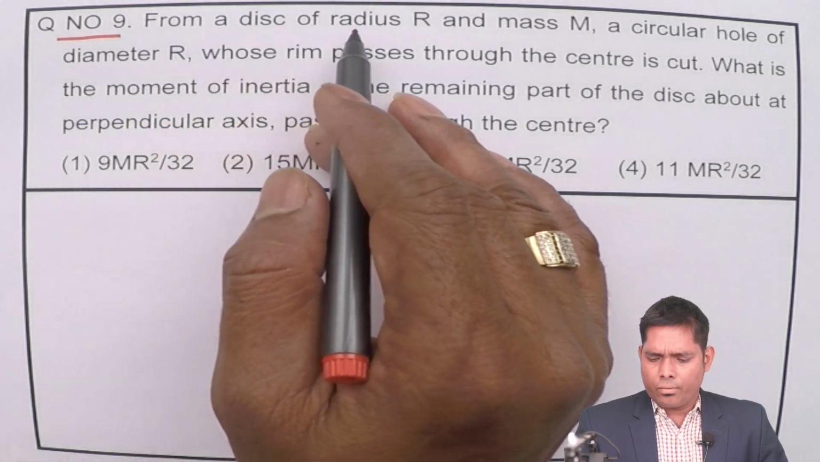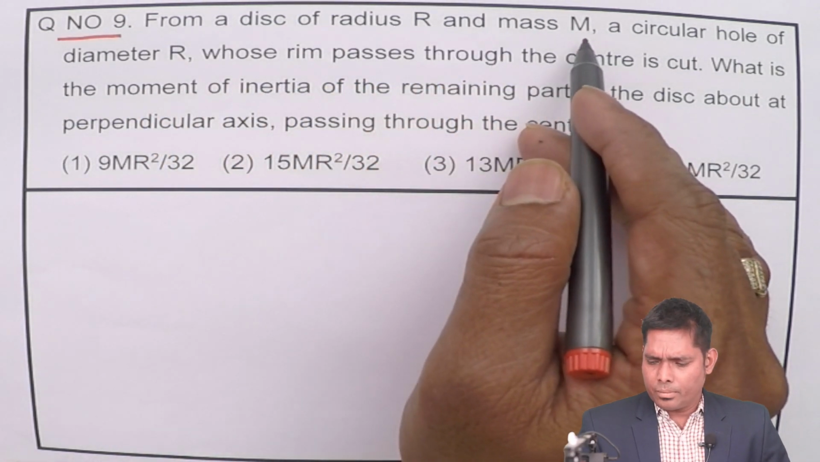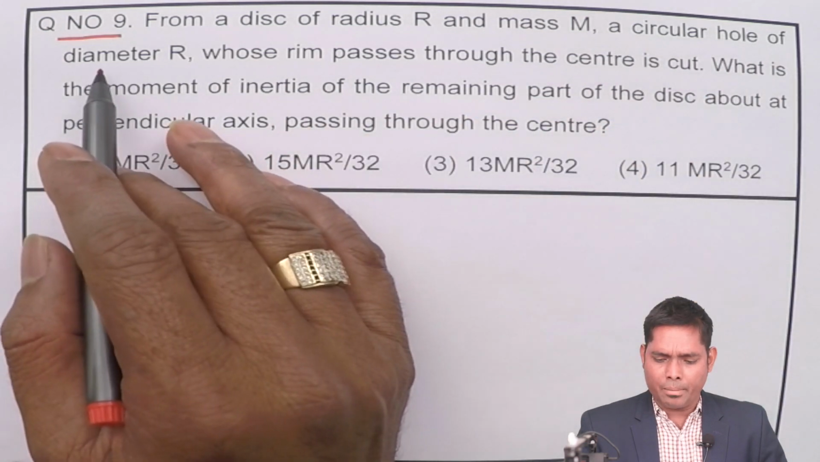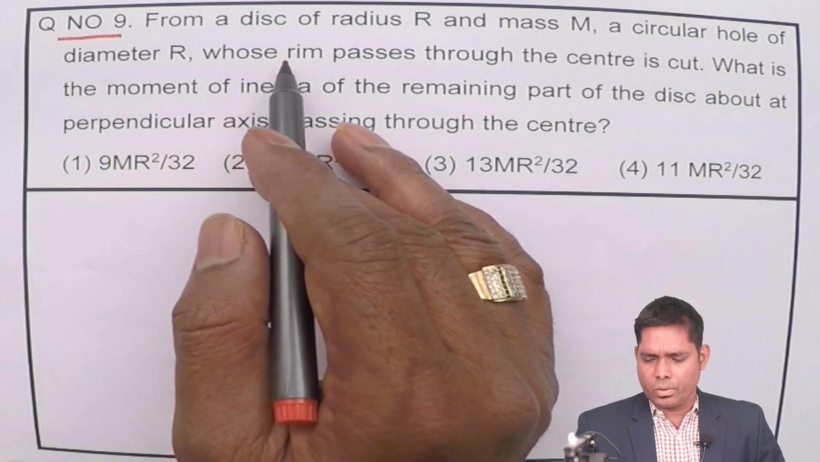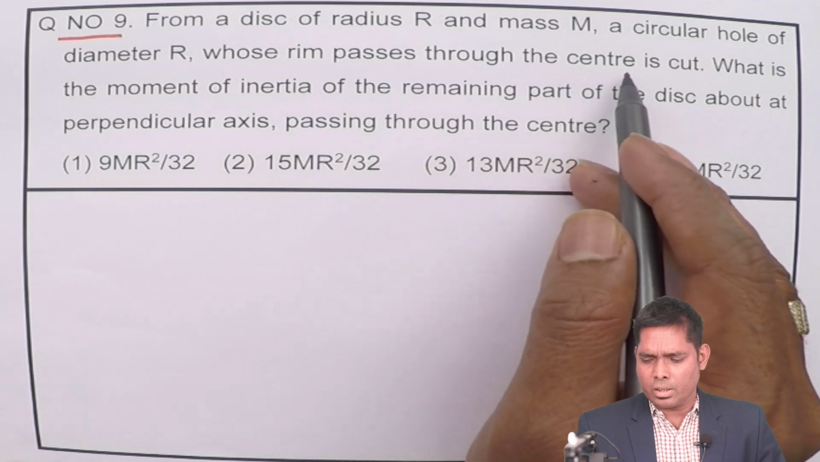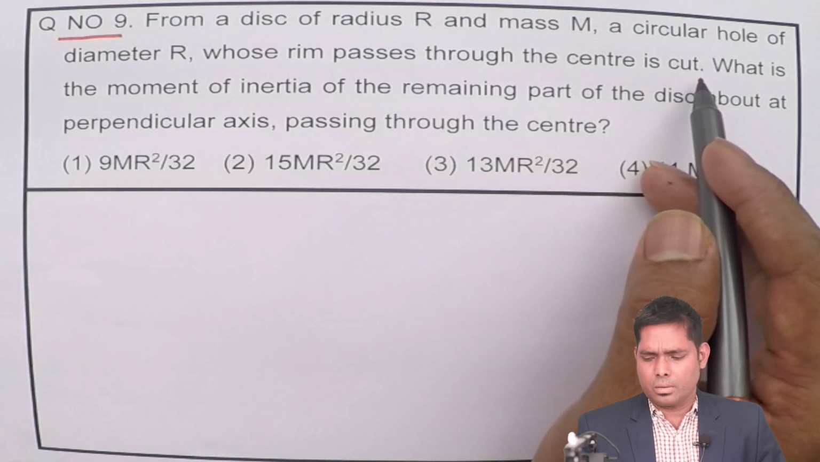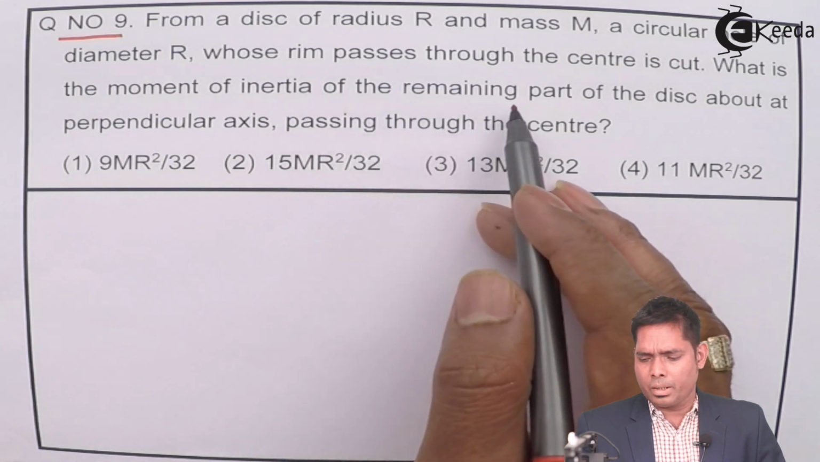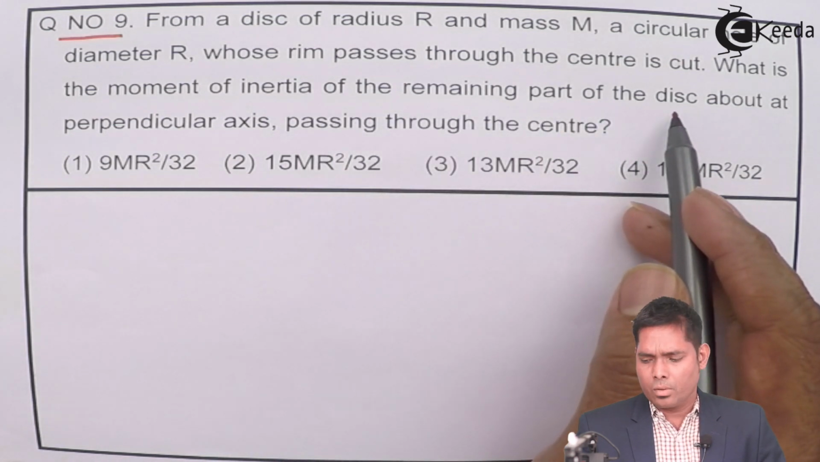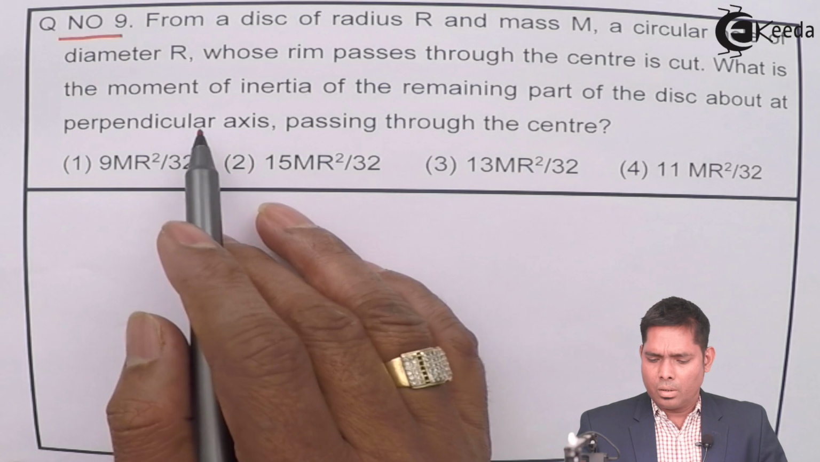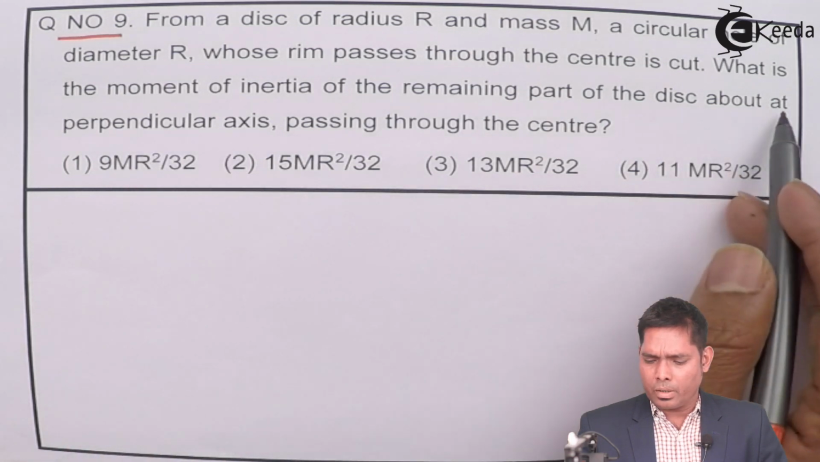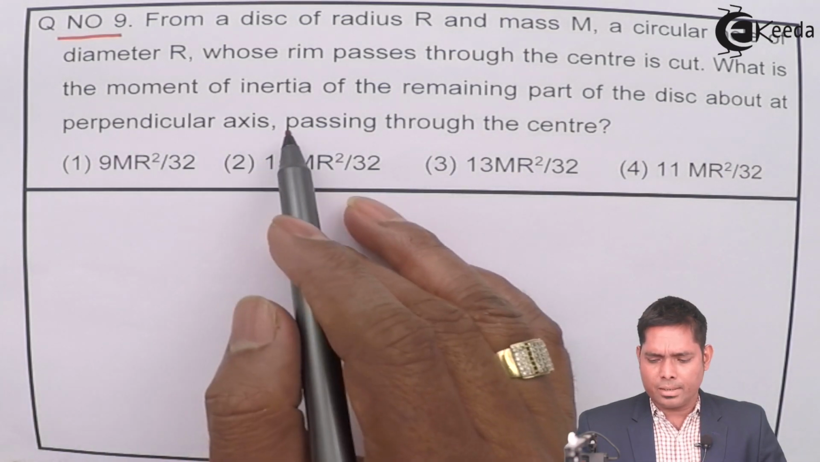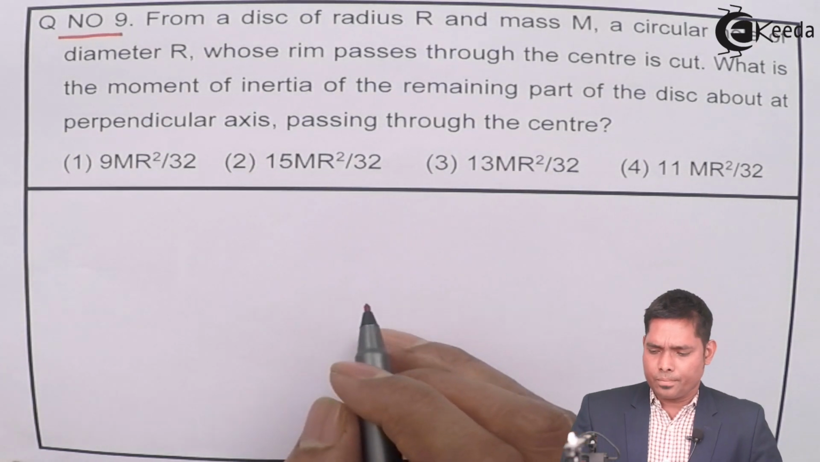From a disk of radius r and mass m, a circular hole of diameter r whose rim passes through the center is cut. What is the moment of inertia of the remaining part of the disk about an axis perpendicular to the plane passing through the center?